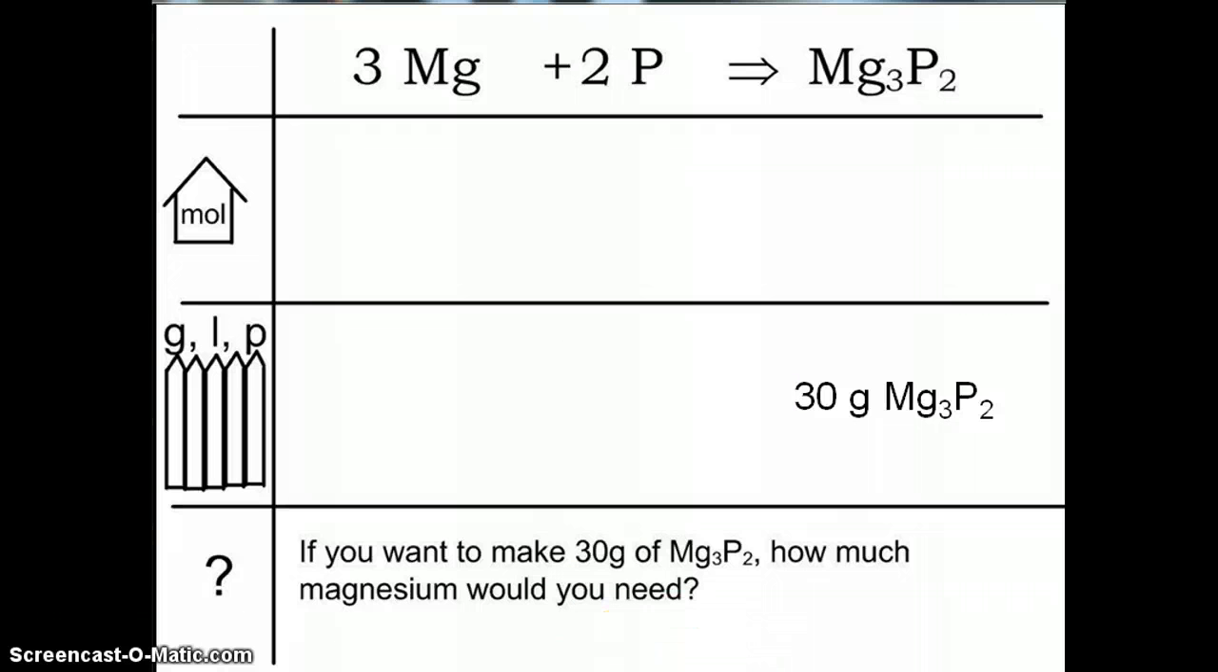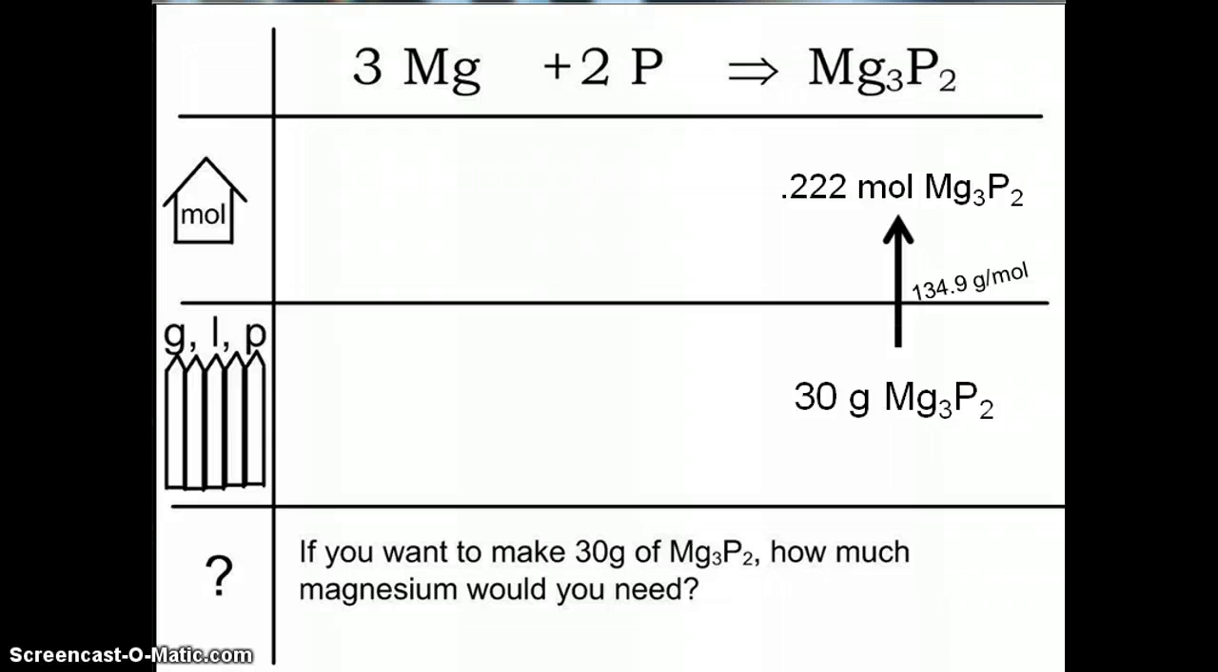Okay, so we get rid of those and see, of course, if we're in the fence row, we can only go up and down. That means that we need to convert from grams into moles. So we find our molar mass, and the molar mass for magnesium phosphide is 134.9 grams per mole. And this allows us to make that molar conversion from grams into moles, and we have 0.222 moles of magnesium phosphide.